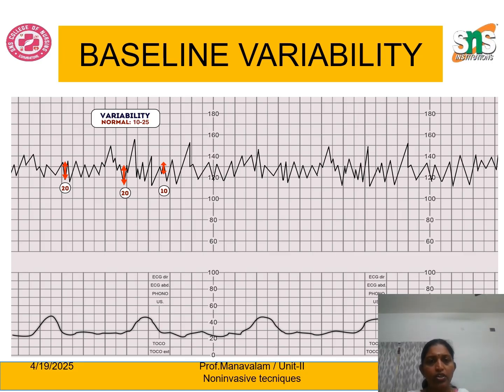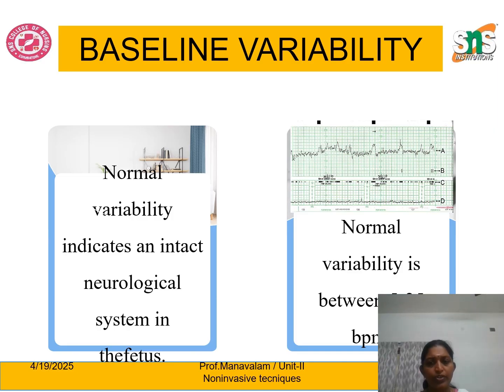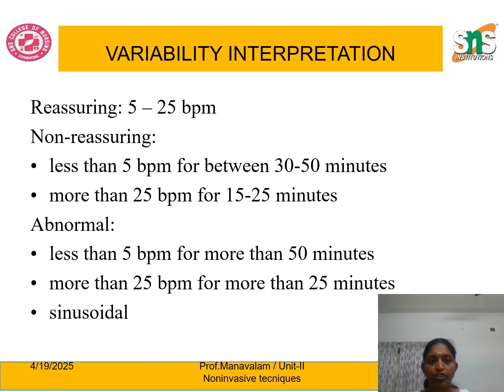So normal variability is between 5 to 25 beats per minute. That is considered normal fetal variability. If normal variability is present, it indicates that the fetal neurological system is intact. So baseline variability is a must for every fetus.